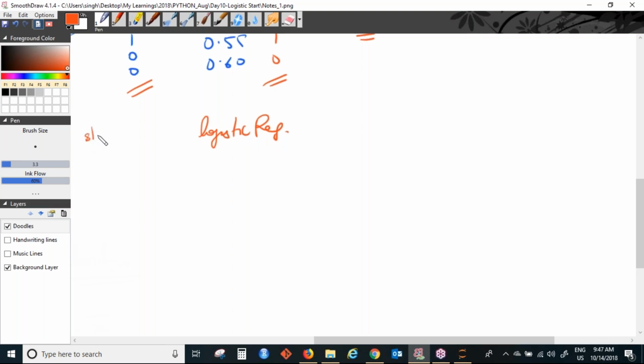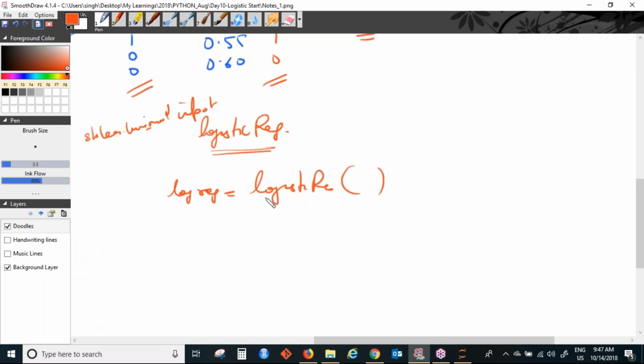From sklearn.linear_model import LogisticRegression. You will import this function, then you will create an empty object. Let's say I'm creating an empty object logreg. logreg is equal to LogisticRegression(). You will create an empty wrapper just like you did in linear regression.